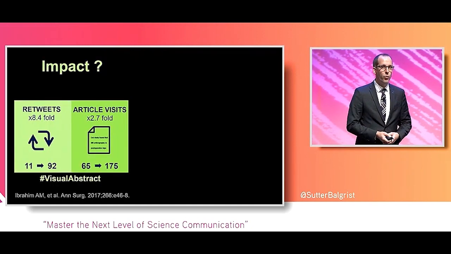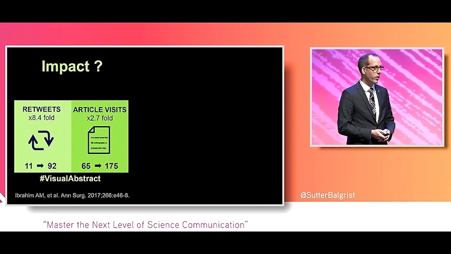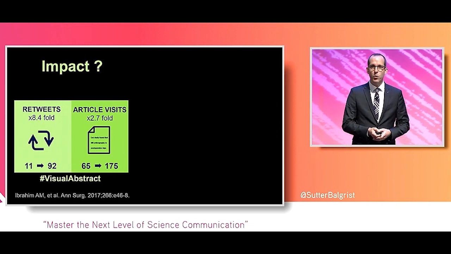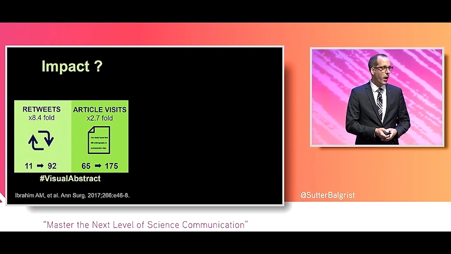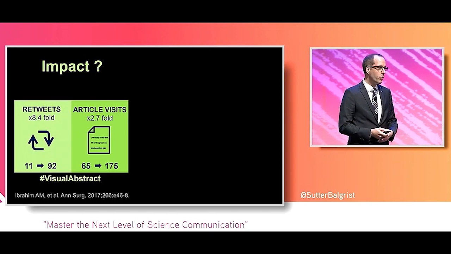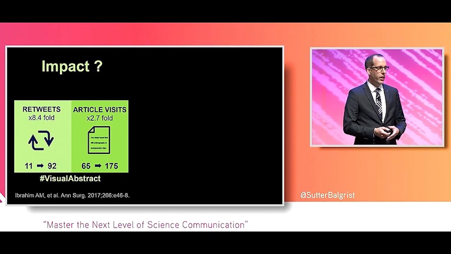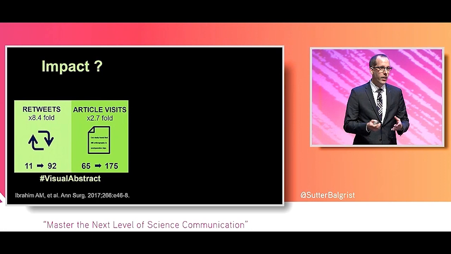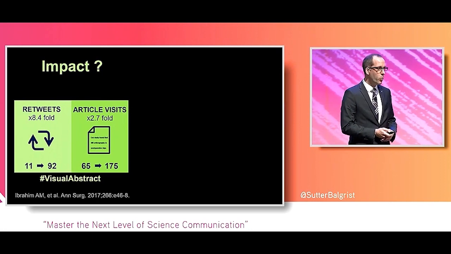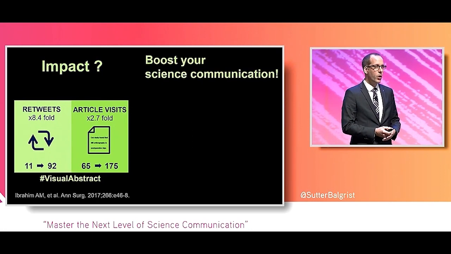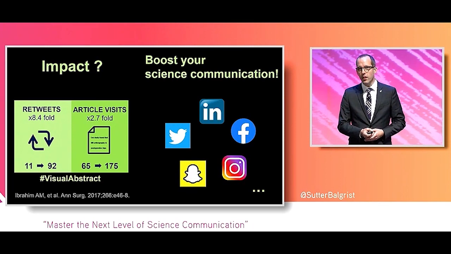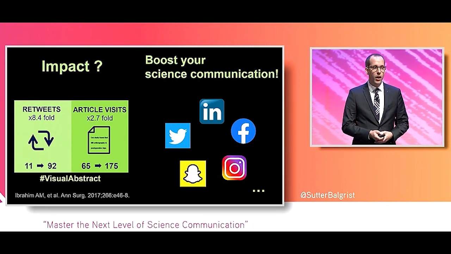There is scientific proof that visual abstracts work. Dr. Ibrahim performed a case control study and found that if you use visual abstracts, the amount of tweets you get as retweets are increased 8-fold, and the amount of article downloads increases as well by the factor of 2.7. We are the radiology community. Images and visualization is our thing.